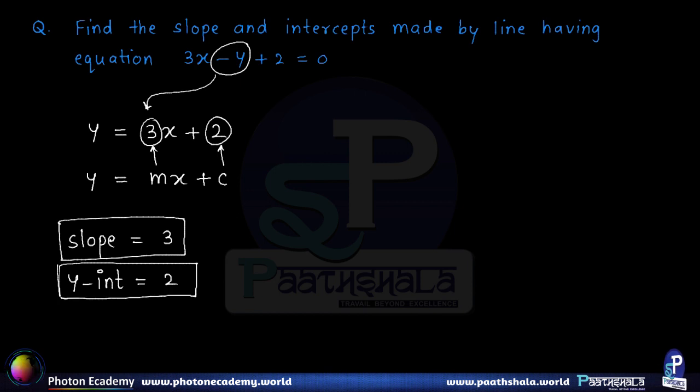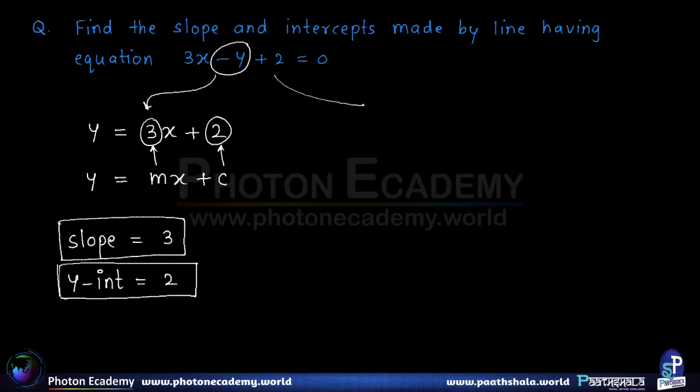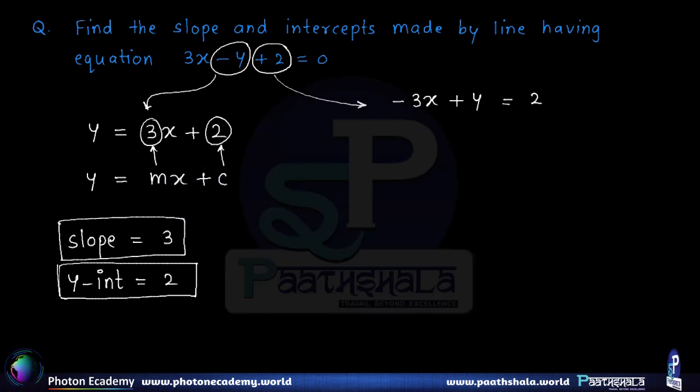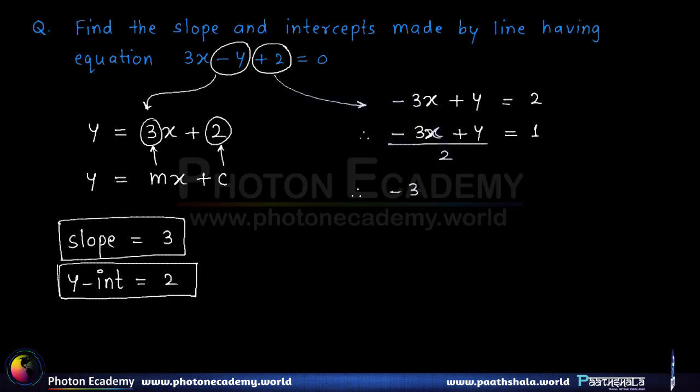So these two terms we have already got. Now to get the x intercept, we have to convert the equation into double intercept form. Here if you observe, the constant term is already a positive number, that is plus 2. So we keep 2 on one side and the other two terms we transfer to the other side. So they will become minus 3x and plus y. The next step is to divide by that particular constant term so that we will get 1 on the right side. So we have minus 3x plus y whole upon 2 is equal to 1. Breaking the fraction, we have minus 3x by 2 plus y by 2 equal to 1.